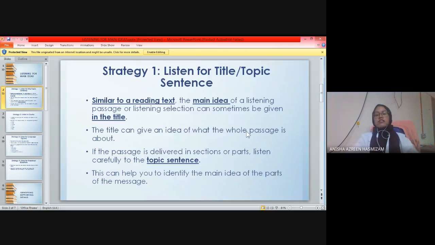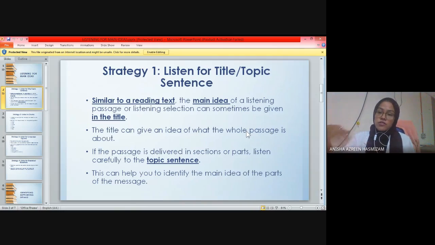Okay, first, listen for the title or topic sentence. Okay, ini sama macam kalau awak membaca, awak kena cari topik dia, awak kena cari title dia. Tajuk apa yang awak tengah dengar tu, awak kena tahulah benda tu pasal apa. Kalau awak tak tahu, awak tak faham benda tu pasal apa sekalipun, susahlah untuk awak faham the rest of the audio. Tujuan kita dengar tu supaya kita nak faham, kita nak tahu benda tu pasal apa.